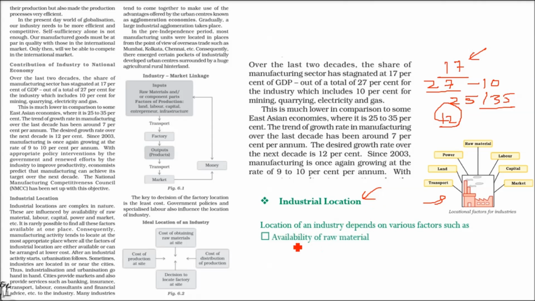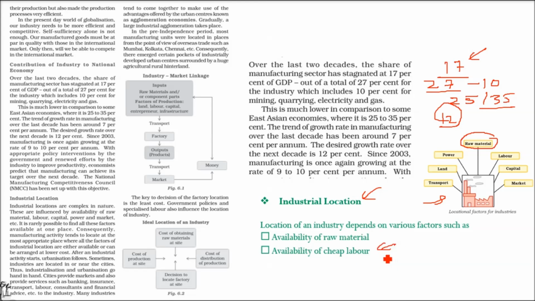The first one is the availability of raw material. If the raw material is in the east and you put the industry in the west, there is no point. The raw material should be very near to where we are, or the transportation should be good. Even if it is farther, there has to be direct transport for getting the raw material from there. Then, availability of cheap labor.